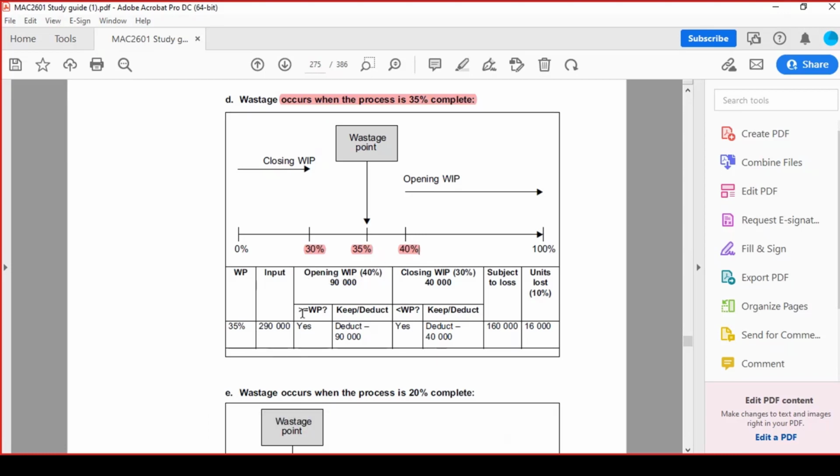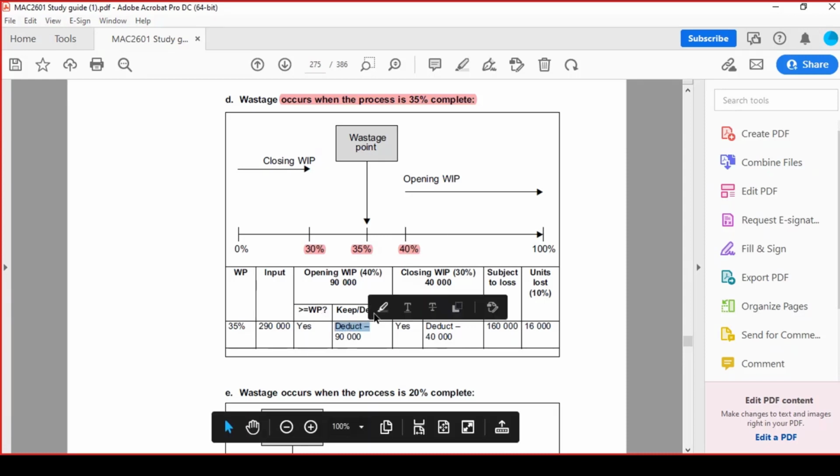Then opening WIP is 40%. Is it greater than my wastage point? Yes, it is. Therefore, I will deduct it from my input column. So I'm working with 200,000 units that are subject to loss. Then you continue to closing WIP. Is it less than the wastage point of 35%? Yes, it is. Therefore, I will deduct that 40,000 from the 200, because remember I said 290 minus 90 gave us 200. Now you're deducting 40,000. So the number of units that are subject to loss is 160.